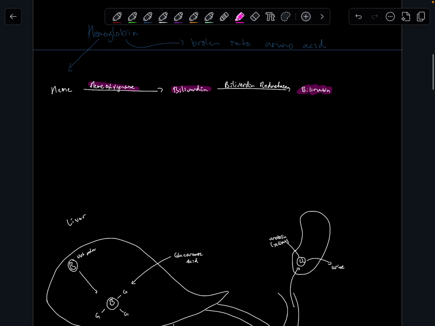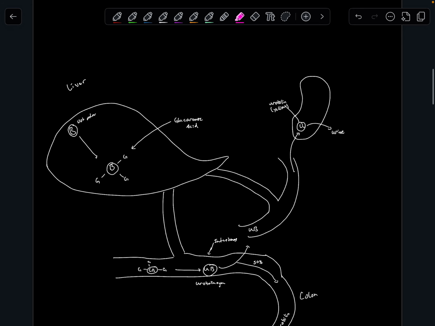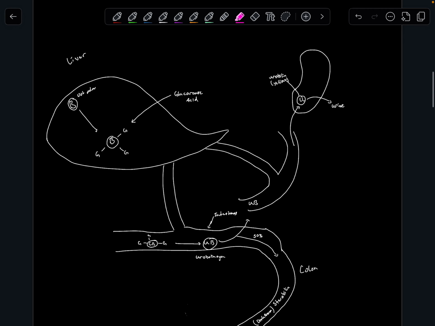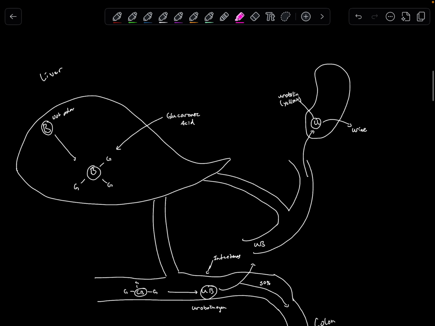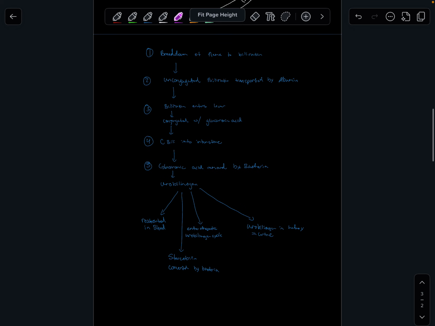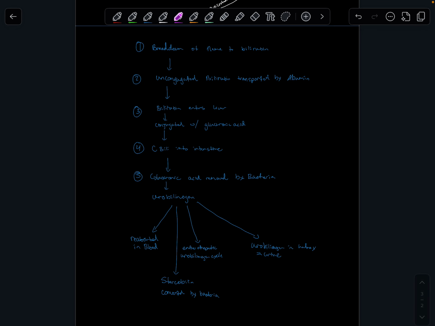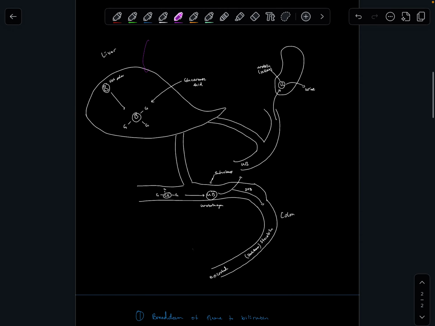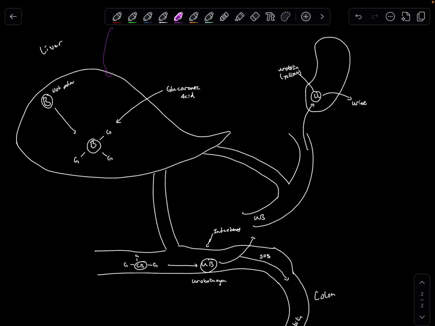And then I want to talk about what bilirubin is converted to and how it goes out throughout the body. So basically, bilirubin's going to come into the liver. I wrote this out here if you want to take a photo. So bilirubin comes into the liver, transferred by albumin. Once it's in the liver, it becomes conjugated through glucuronic acid here.